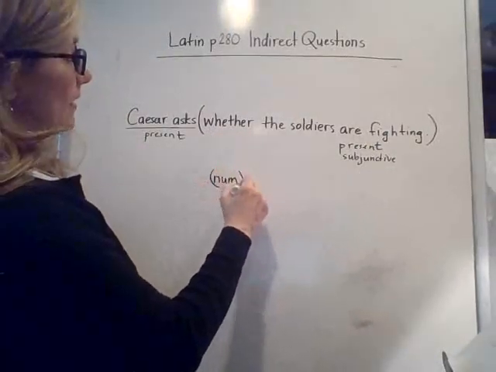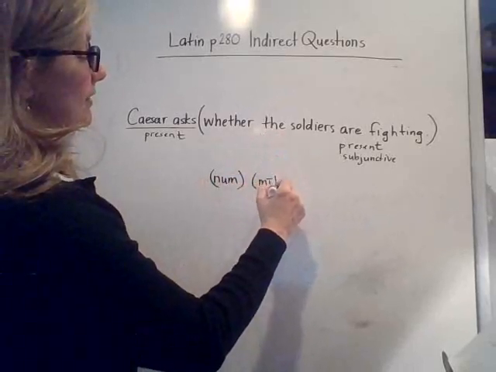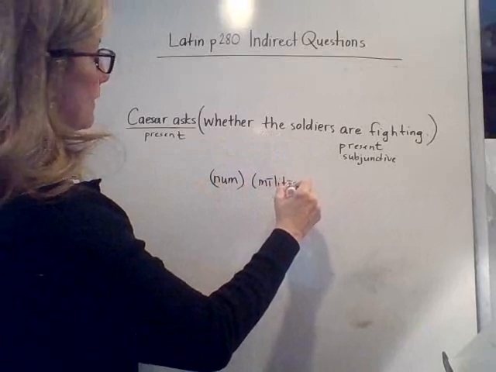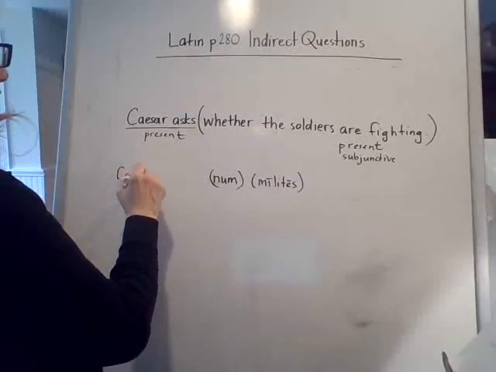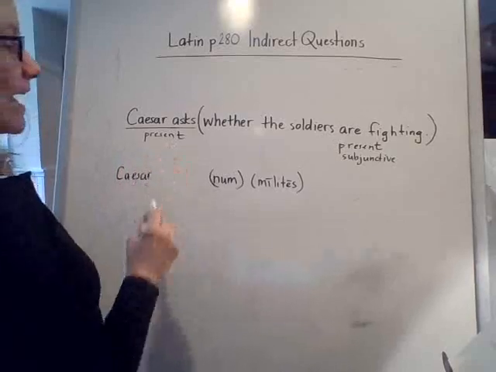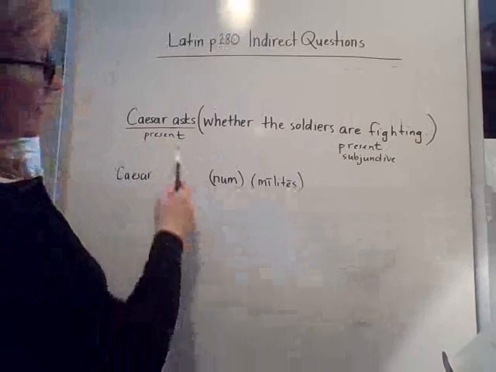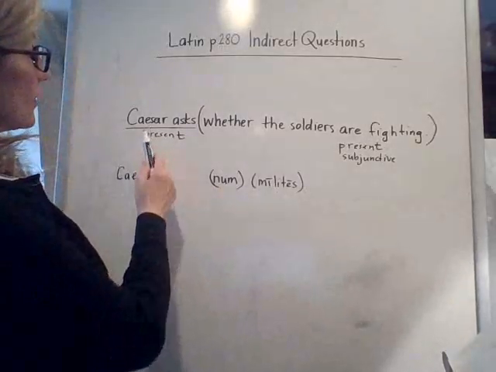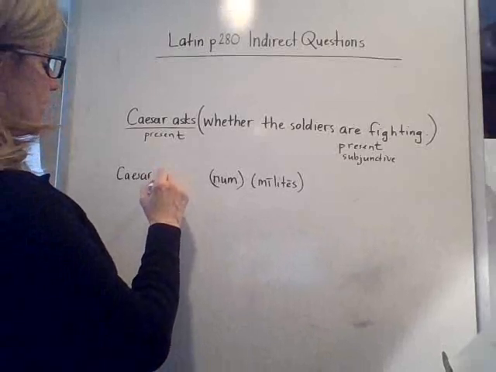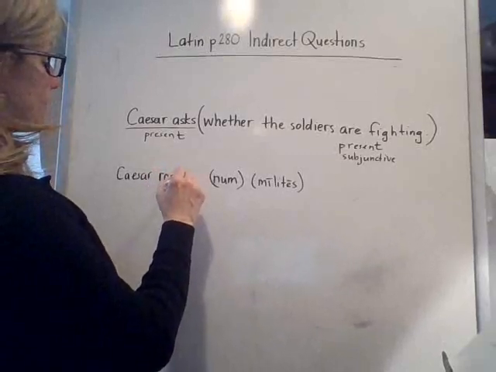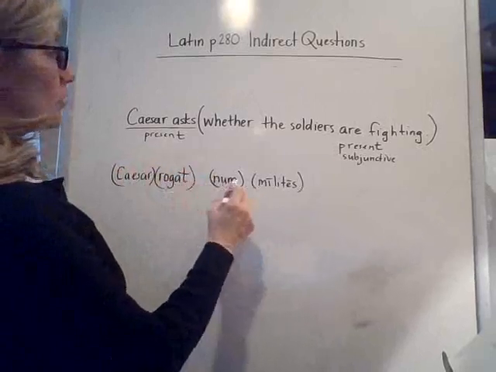So num. And we know the soldiers is milites. We know Caesar is Caesar. And asks, we learned from the last sentence that it's the verb rogo, but this time it is Caesar asking, so that would be third person. So the ending is rogat. All right, so Caesar, rogat, num milites.